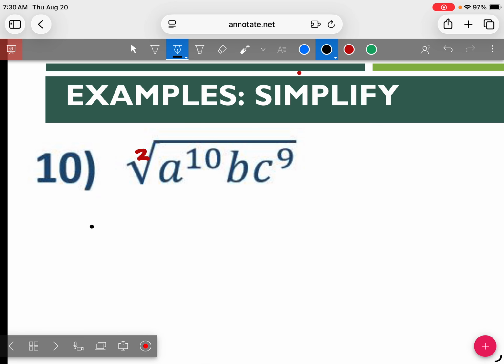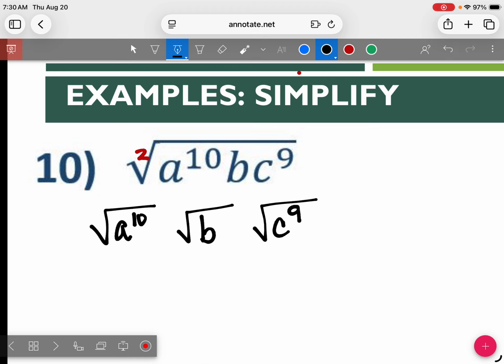So I have a to the power of 10. We're going to put that by itself. B by itself. And C by itself. And we're going to look at each one separately.